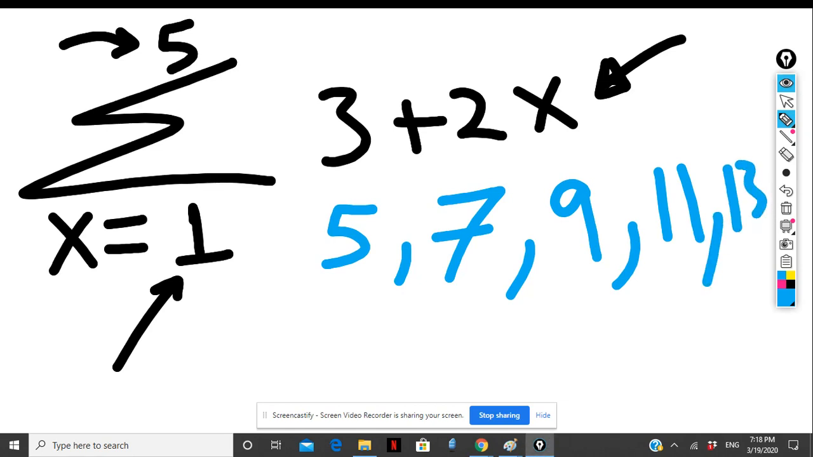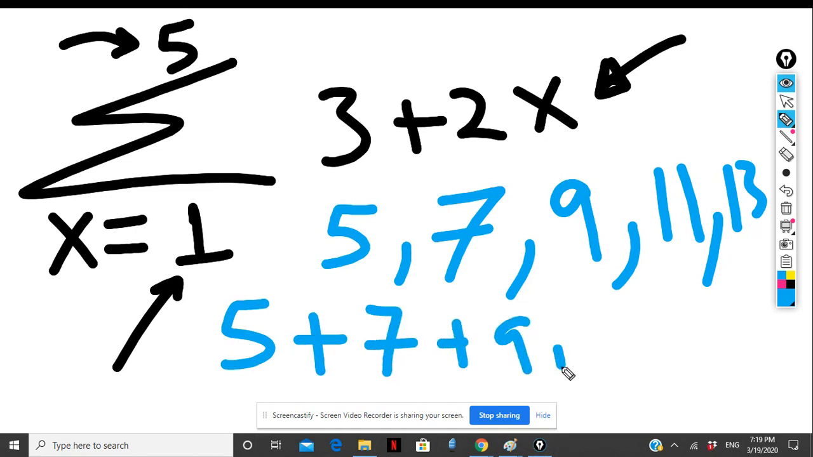So now I got the sequence. I have the terms 5, 7, 9, 11, 13. Now the sigma notation means I have to add all of them. So what does it mean? 5 plus 7 plus 9 plus 11 plus 13. When I add all these terms, it's going to come up to 45.